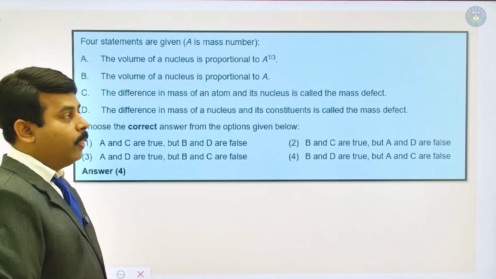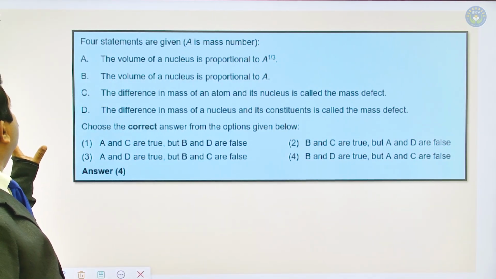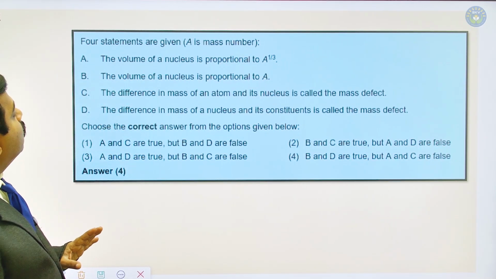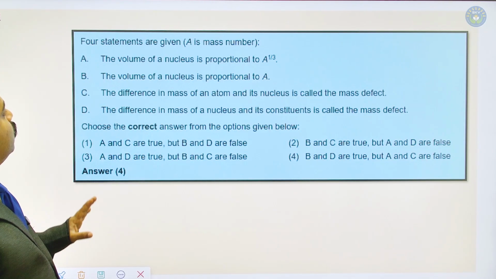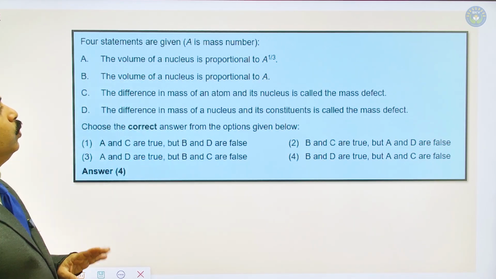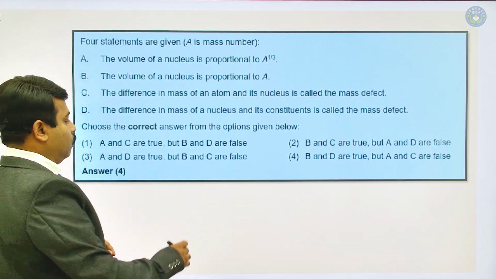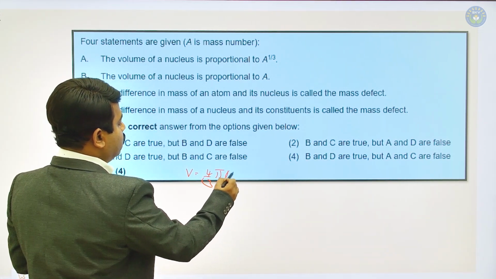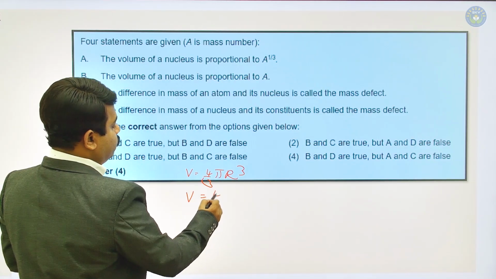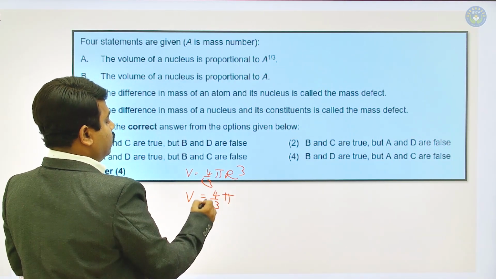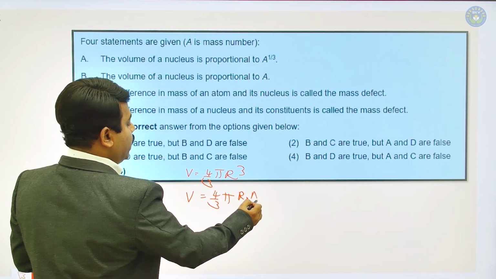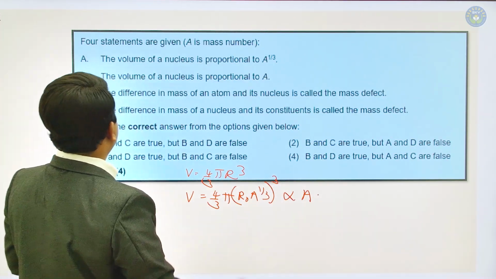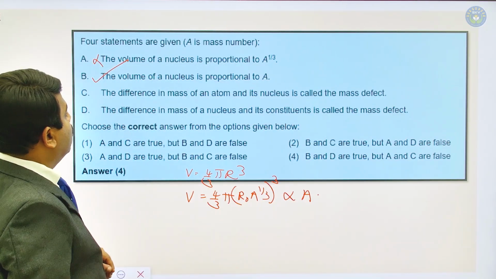All right. Now let us go to question number 31. 4 statements are given. A is the mass number. The volume of the nucleus is proportional to A raised to 1 by 3. No, volume is equal to 4 by 3 pi r cube. See, r is equal to r0 A raised to 1 by 3, whole cube. Then it is proportional to A only. So this is wrong, but this is correct, right?